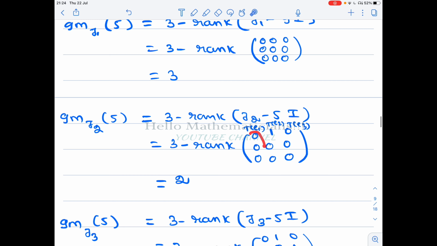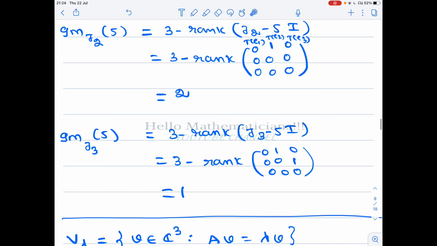So clearly you see the image of E1 is 0, and the image of E3 is 0. Therefore, E1 and E3, these two vectors, are in the kernel. And these two vectors are linearly independent. This is a rank 1 matrix because there is only one non-zero row. Therefore, its kernel has to be of dimension 2, and E1 and E3 belong to the kernel. Therefore, they should form the basis.